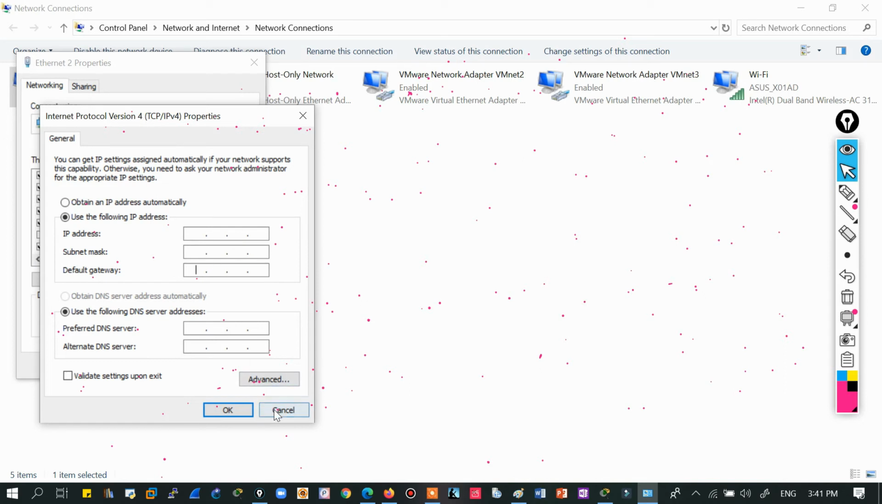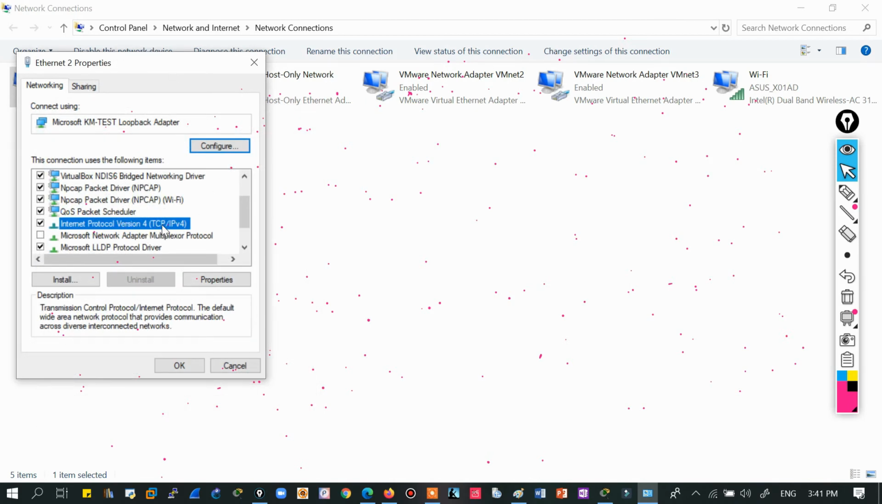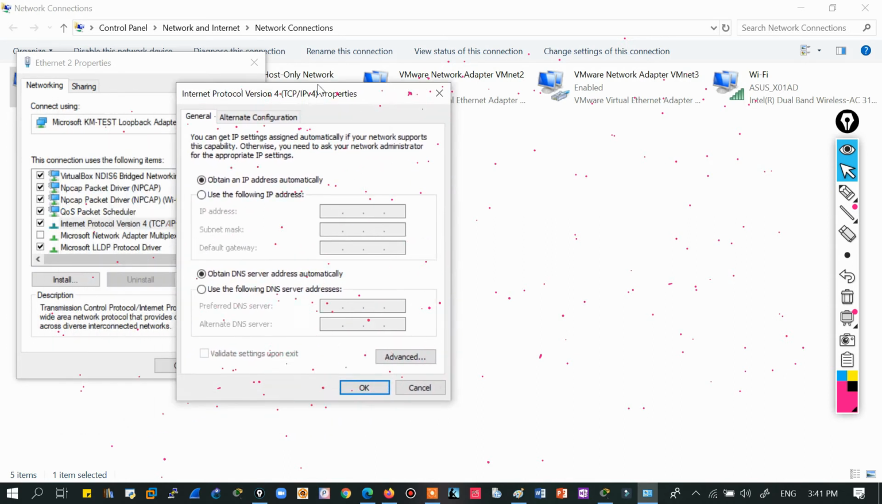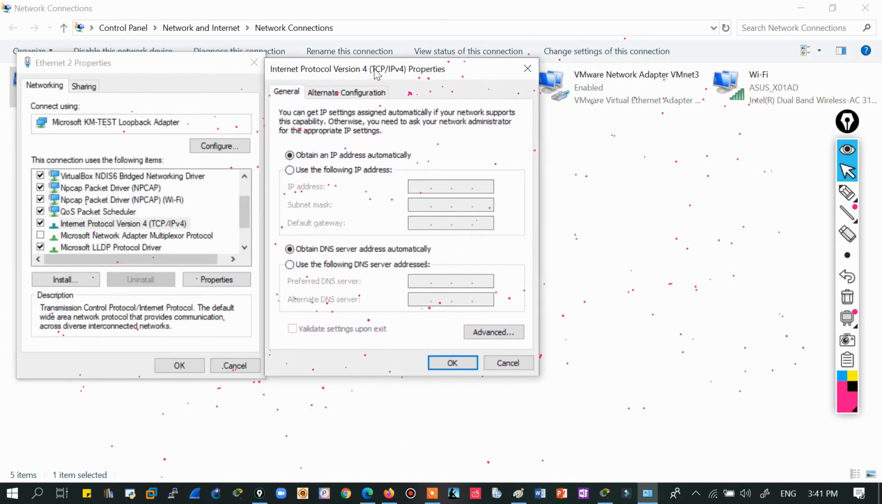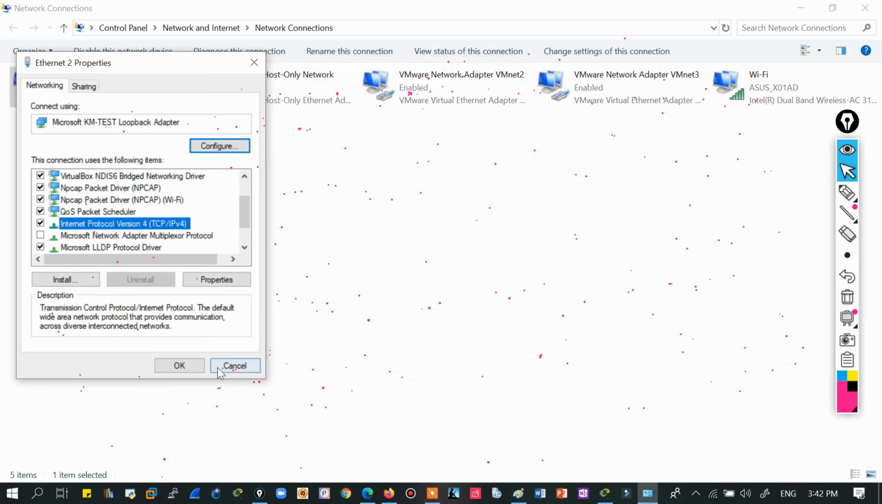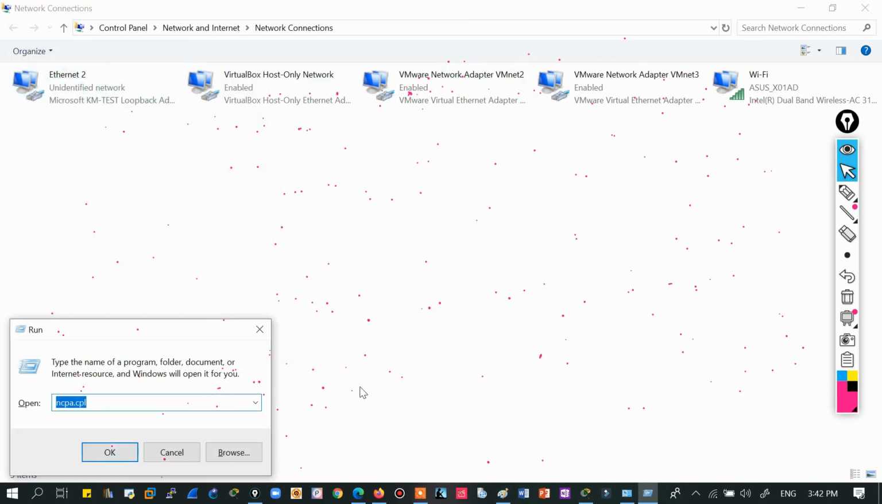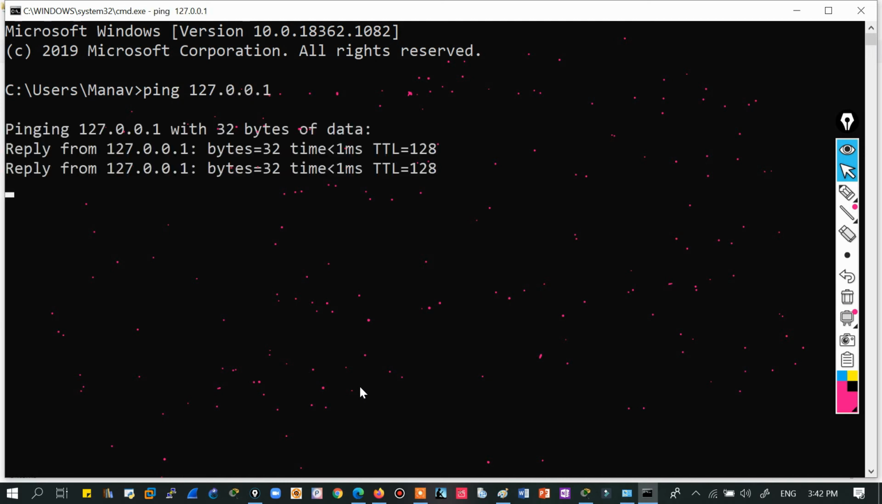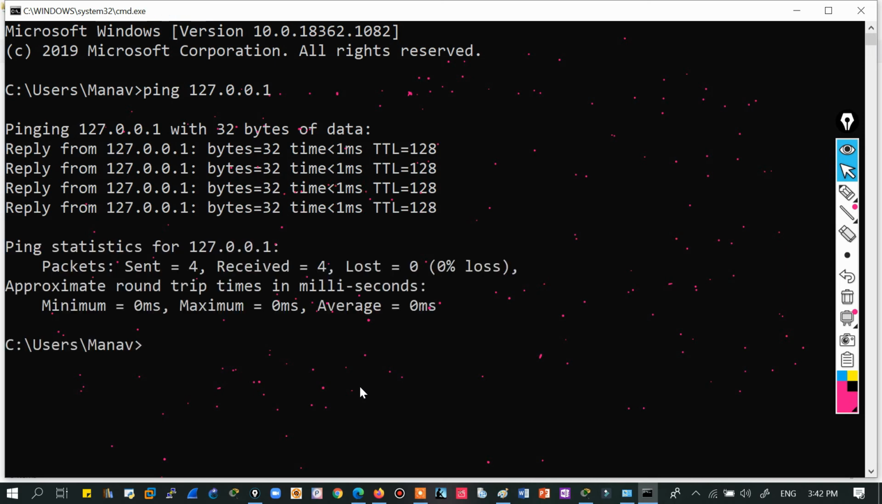So 127 is used for what? It tests whether this TCP/IP stack is working smoothly in your PC, in your software, whether the software part is okay or not, whether an IP address can be assigned to this software part or not. For that testing we need some address. So when I go to CMD and ping the loopback address, this is known as the loopback testing address. When the reply is coming, it means everything is okay in your operating system.